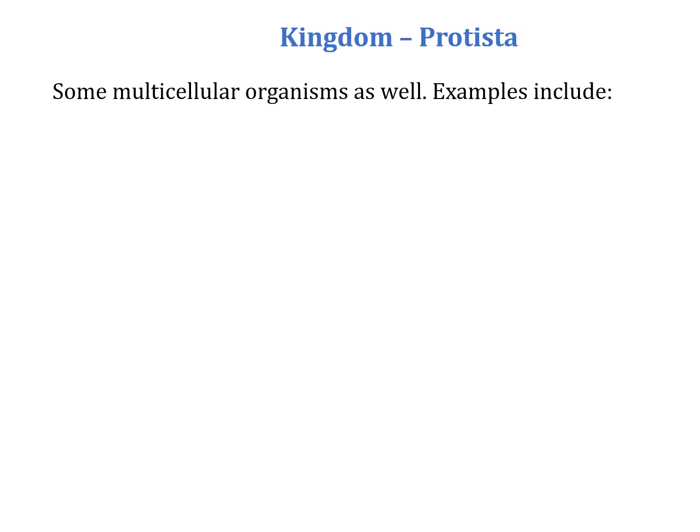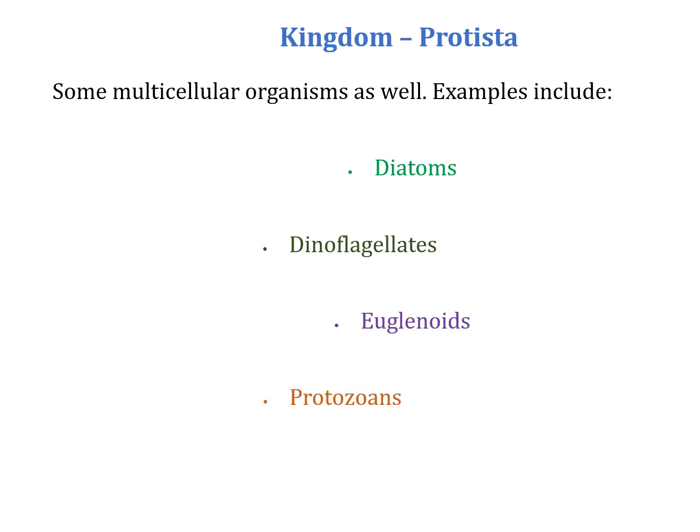So today's video is all about the kingdom Protista. The kingdom Protista is a diverse group of eukaryotic microorganisms that includes mostly unicellular but some multicellular organisms, with examples such as diatoms, dinoflagellates, euglenoids, protozoans and slime molds.